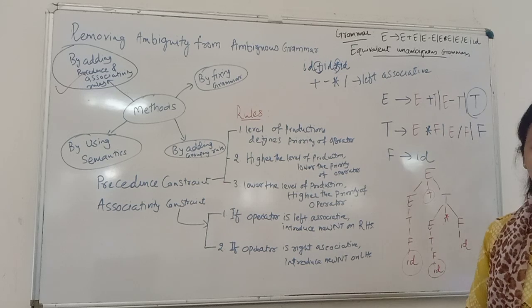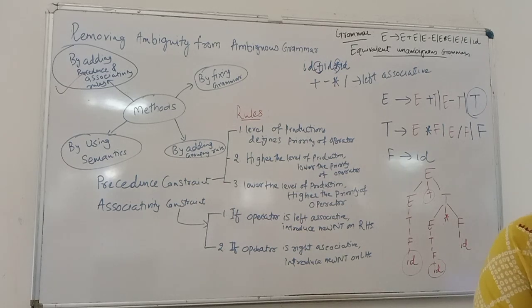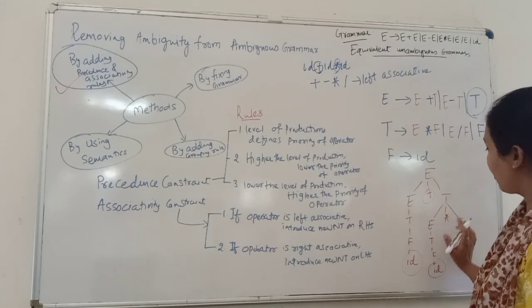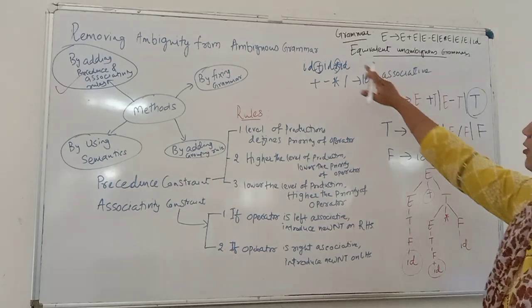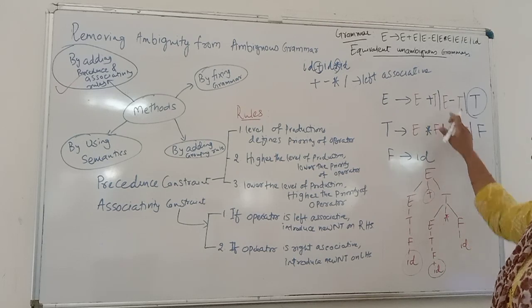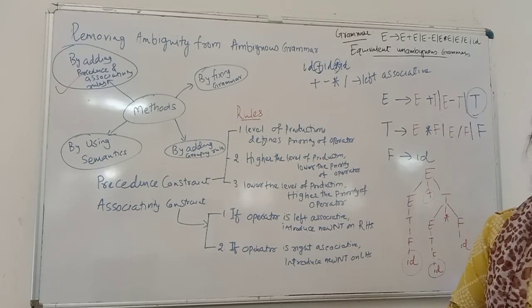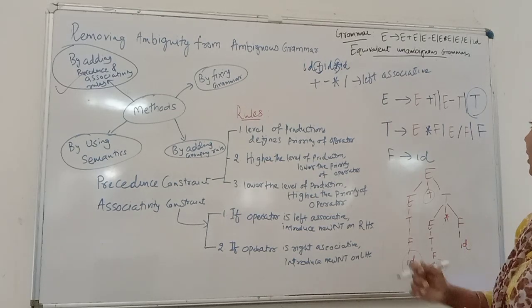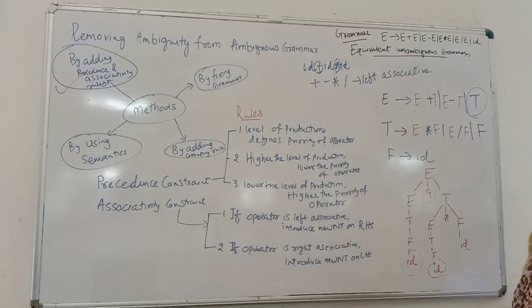So this is how we get a single tree, or only one possible derivation, for the given string from the given grammar. So this is how the ambiguity can be removed from the ambiguous grammar of the arithmetic expression.